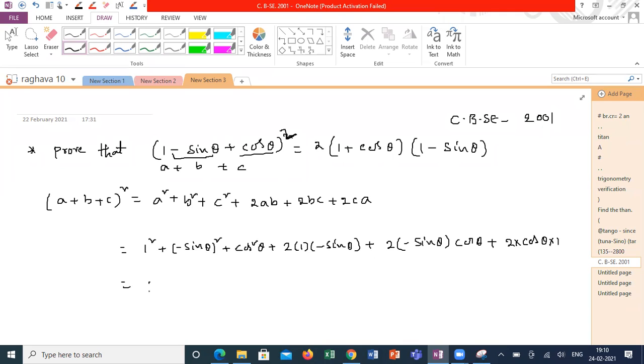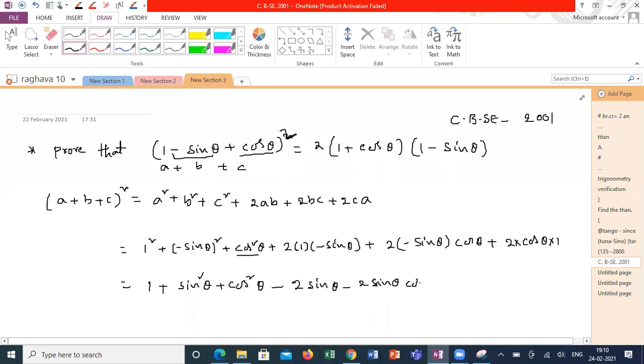So this will become 1 plus sine square theta plus cos square theta, plus this will become minus 2 sine theta, minus 2 sine theta cos theta, plus 2 cos theta.